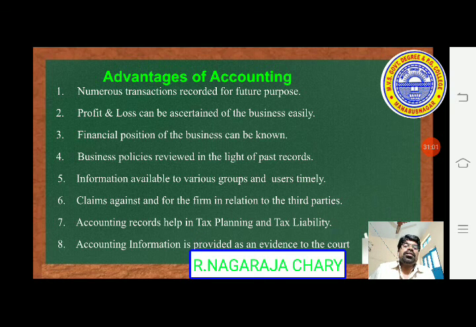Next, profit and loss of the business can be ascertained easily, because we are maintaining records. How much expenditure there was, how much income there was, the balance between those gives the profit or loss, which can be easily ascertained. Next, the financial position of the business can be known. Yes, definitely, because we are preparing the balance sheet, and through the balance sheet we will know the financial position. Next, business policies are reviewed in the light of past records. Yes, we just discussed that.